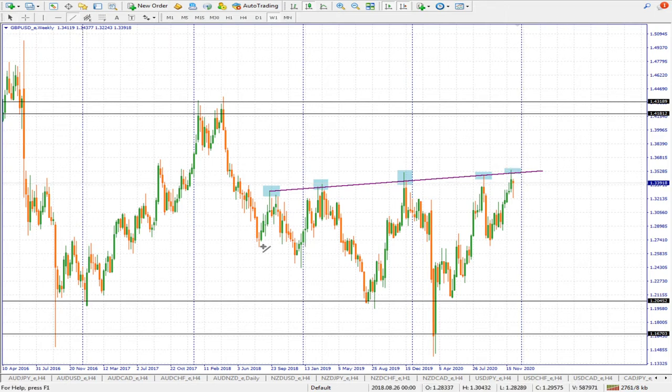Then on the lower side, we have this one. This is basically touching even the bodies of the candles, but if you extend it like this, you can see what I'm saying. We have a support there, and some support here. We have a tail touching this supportive trend line, and then you have a tail touching this.